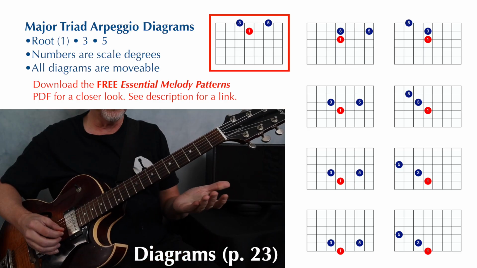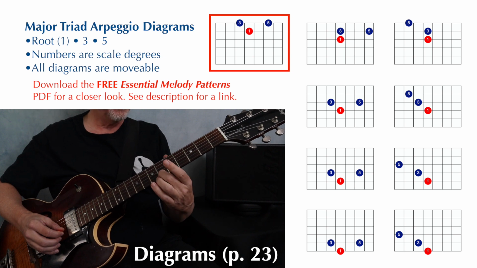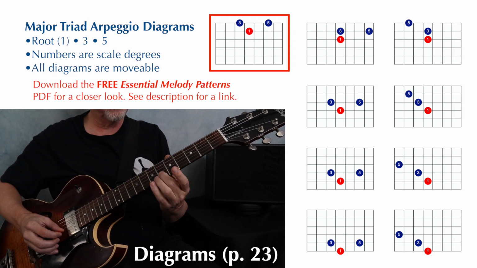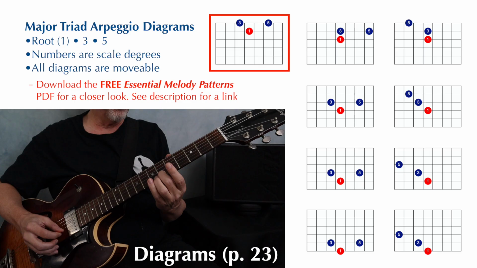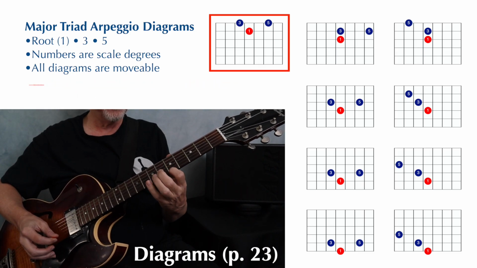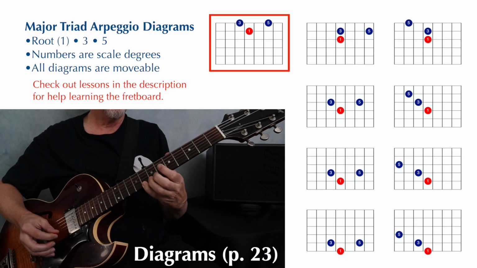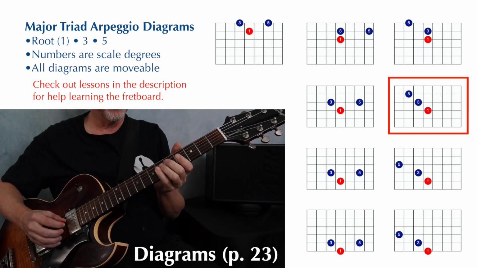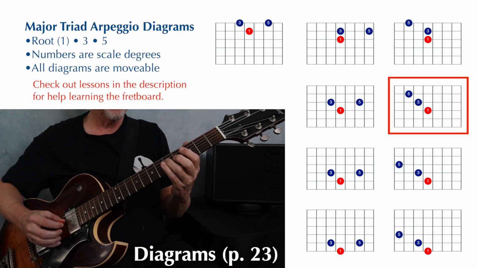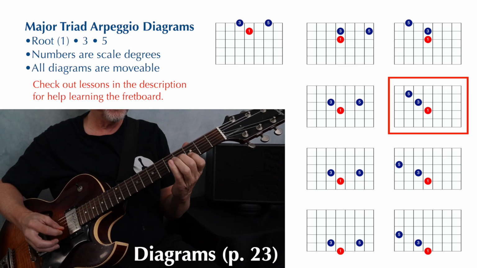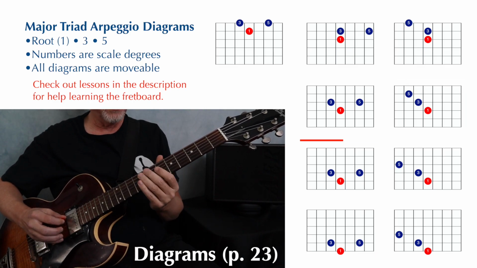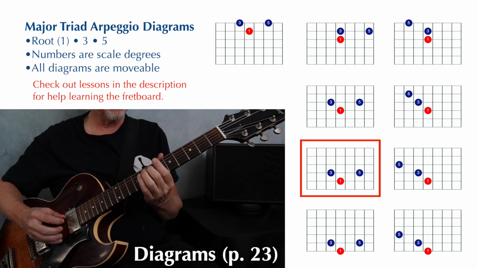For example, you could look at this diagram, find your 1 on the 2nd string at the 6th fret, and we have scale degree 1, 3, and 5. Or maybe this one with your 1 at the 5th fret, 1, 3, 5, or maybe this 1 at the 7th fret.